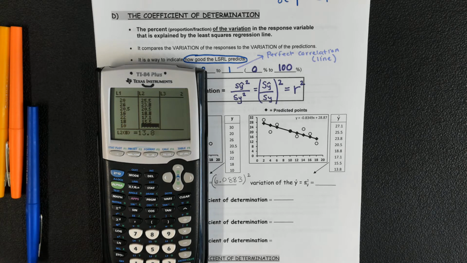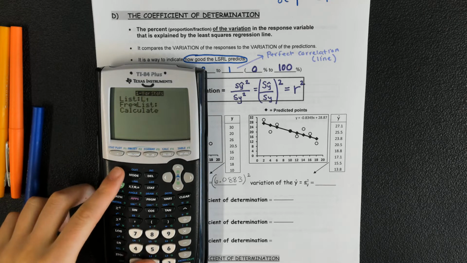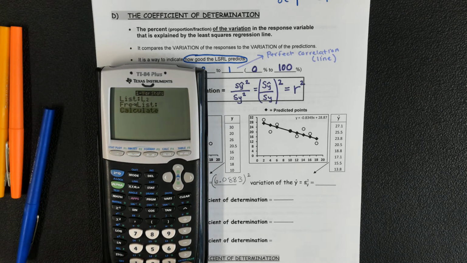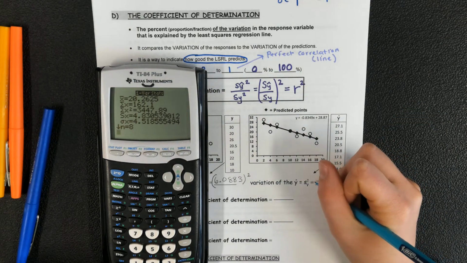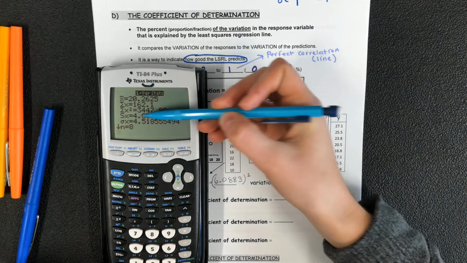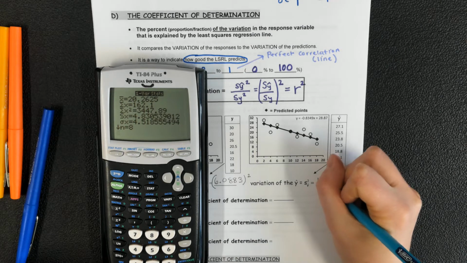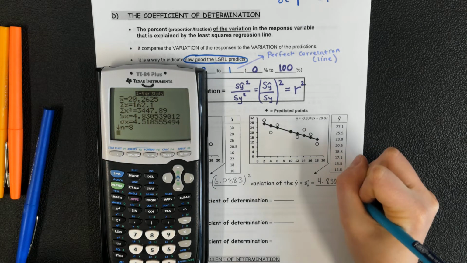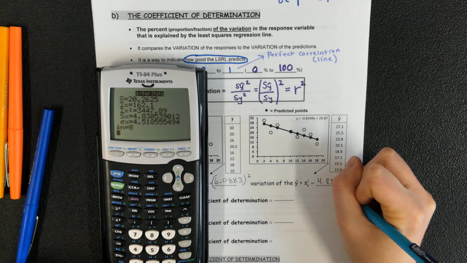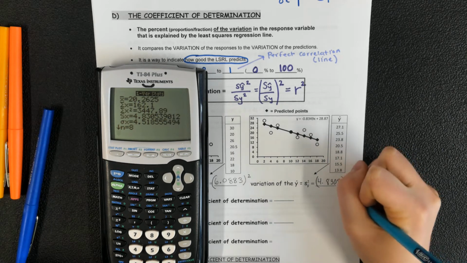Okay, once I have all of those in, I'm going to hit stat. I'm going to calculate something. I'm going to hit enter. This time I've typed it in L2. And my standard deviation of my predicted ones is 4.8305. Okay, and I'm going to want to square that.